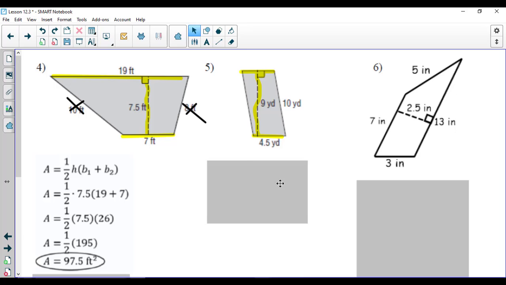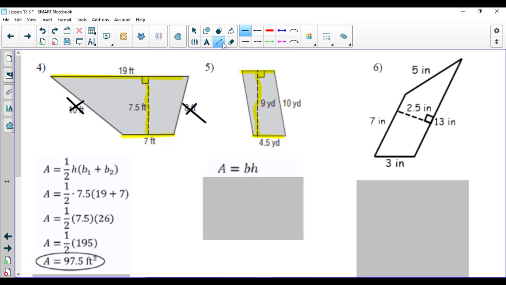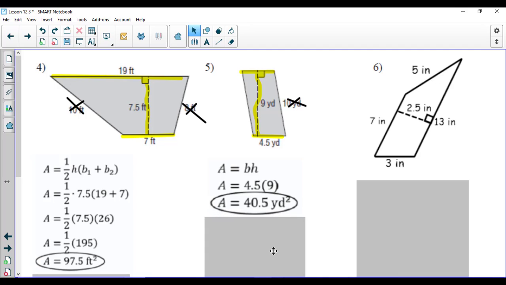The formula for the area of a parallelogram is base times height. We just need to take 9 times 4.5. You do not need the 10 yards since it's not the base or height of this parallelogram. So 4.5 times 9 will get us an area of 40.5 yards squared.